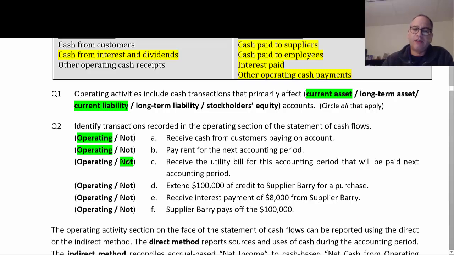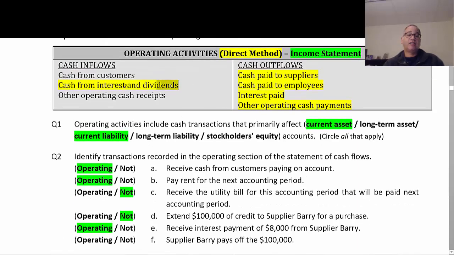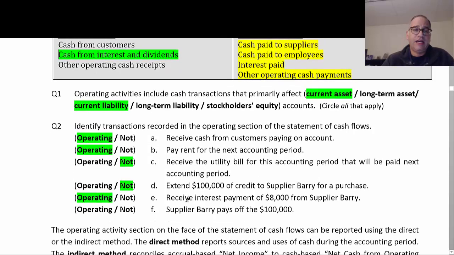Extend $100,000 of credit to supplier Barry so they can make a purchase. So supplier Barry is buying something from you, and rather than paying you now, you're extending them $100,000 worth of credit. That's not a cash flow because you're not actually receiving any money. But when you receive an interest payment of $8,000, that will be an operating cash flow, even though it's interest, because cash from interest and dividends, as we said before, is an operating cash flow. Supplier Barry pays off the $100,000. That's also an operating cash flow.